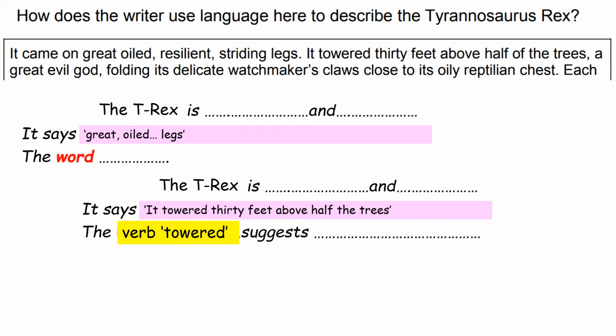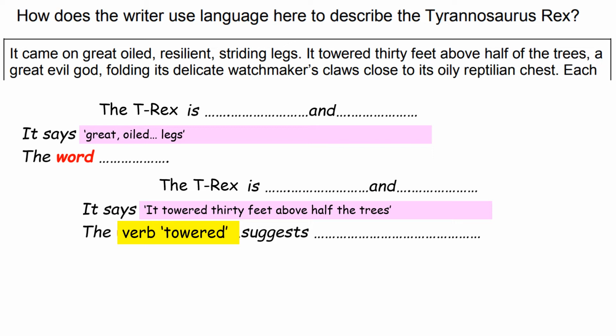Okay, let's pick another quote. So my second quote I've picked, it towered 30 feet above half the trees. So what point can I make from that quote? Well, it's obviously massively tall, so maybe my point's going to be around that. The T-Rex is very, very tall, as big as a building. It says it towered 30 feet above half the trees.